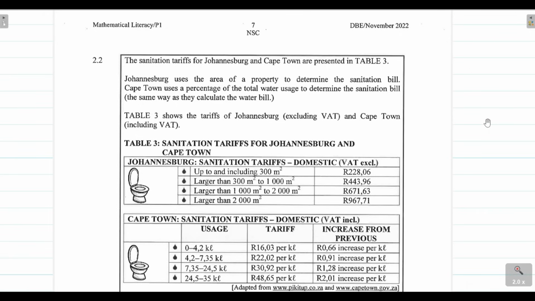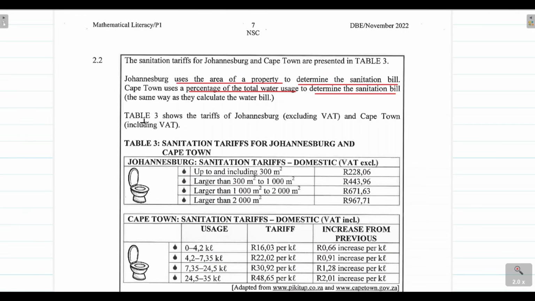It says the sanitation tariffs for Johannesburg and Cape Town are presented in table 3. Johannesburg uses the area of a property to determine the sanitation bill. Okay, so when it comes to Johannesburg, Johannesburg basically uses what? The area of the property, to determine the bill for the sanitation. And it says that Cape Town uses a percentage of the total water usage.